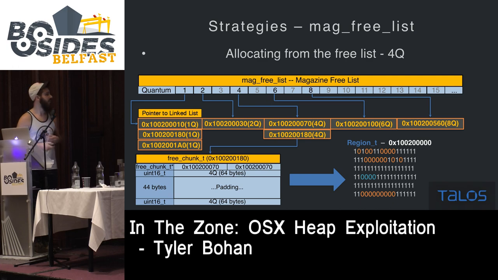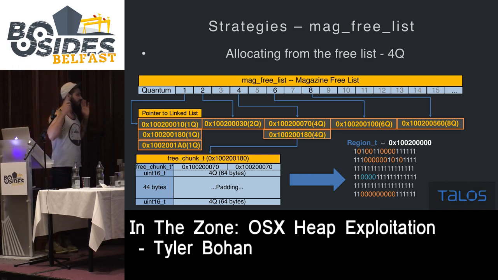No? Okay. That's fine. So let's say, for instance, we wanted to allocate a 5 quantum allocation. What are we going to do? We're going to go to 5, right? And there's nothing there. So what are we going to do next? We're going to go to 6, and we're going to walk to the end of it. And I'm going to give you this block. This is the block you get returned. And that's basically how it is.